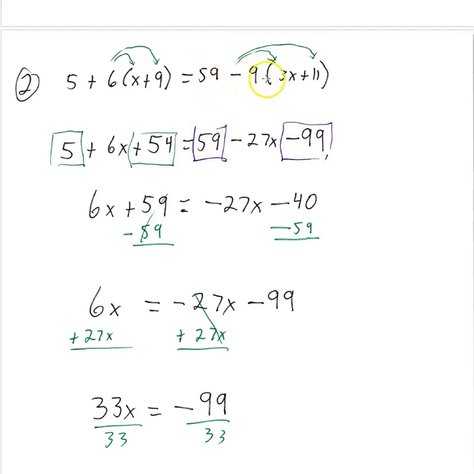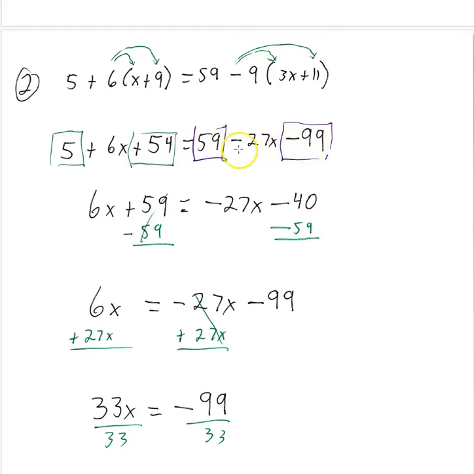Notice I have a negative in front, so I'm going to have to multiply negative 9 times 3x, giving me negative 27x. Negative 9 times positive 11 is negative 99. You'll notice you've gotten rid of your parentheses, which is good. Let's combine terms on the left and the right side. Always try to combine terms if you can. On the left side, I wrote in green that the whole numbers 5 and 54 can be combined. I wrote down here 59, and I brought the 6x down. On the right side, I did it in purple: the 59 and the minus 99 can be combined.